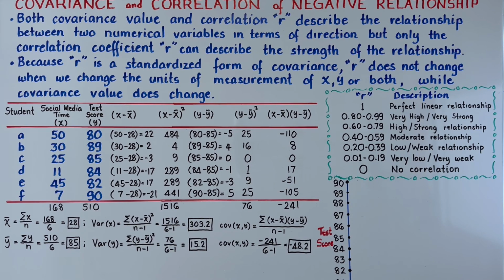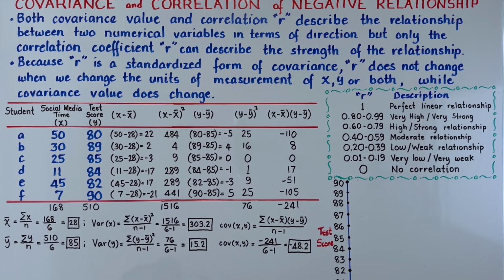So they have a negative relationship, meaning an inverse relationship. So in simple words, as you increase the social media time, the test score decreases. And as you decrease the social media time, the test score increases. So that's the negative relationship as indicated by the covariance value, which is a negative number. But the absolute value of 48.2 has no meaning, only the sign which is negative. So if the covariance is negative, then the relationship is negative.